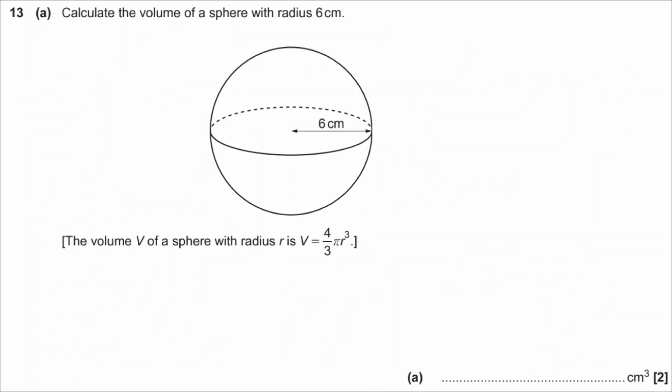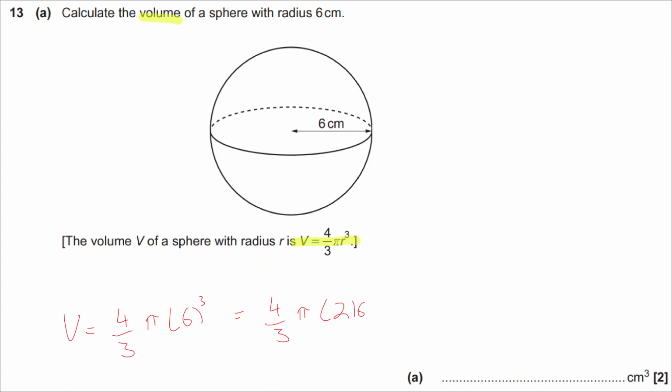Okay, question 13. Nice, you've got a sphere which is here, and it's got a radius of 6, as you can see. Calculate the volume. Nice and straightforward with this one. Given this formula, the volume V is going to be equal to 4/3 times pi times the radius, which is 6, and then we're cubing it, so that's 4/3 times pi times 6 cubed, which is 216.